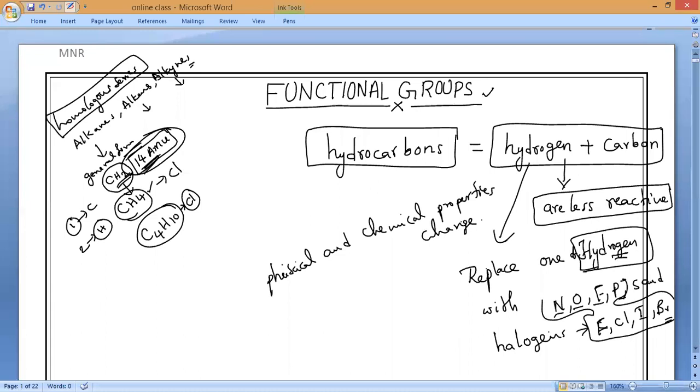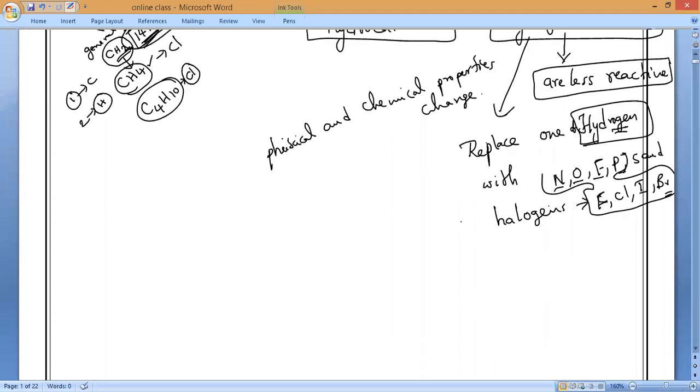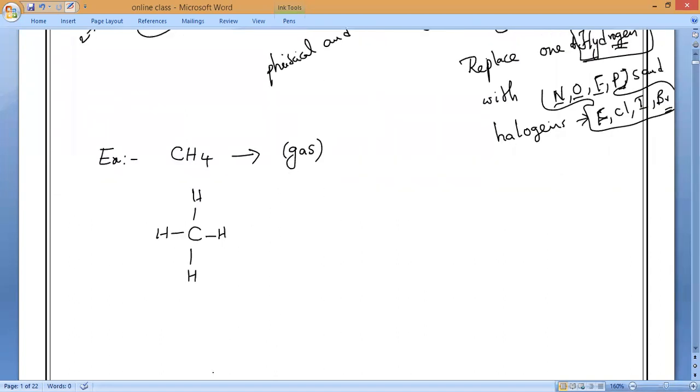So now, for example, let us take the smallest possible hydrocarbon. What is the smallest possible hydrocarbon, everybody? Methane. As we know, what is the state of methane? Gas. So tell me the structure, everybody. Methane: carbon, single bond hydrogen, single bond hydrogen, and single bond hydrogen. Do you understand, everybody?